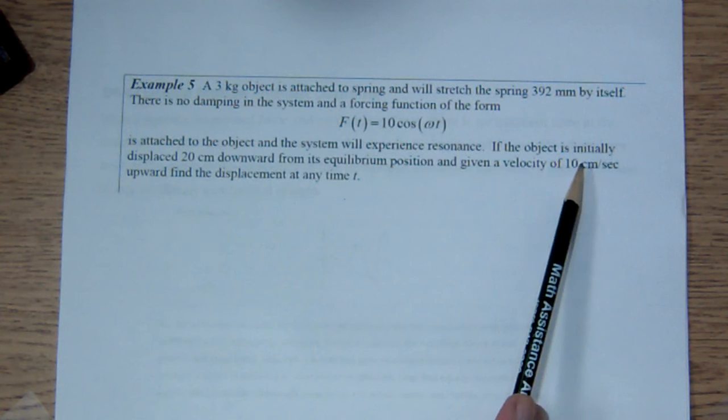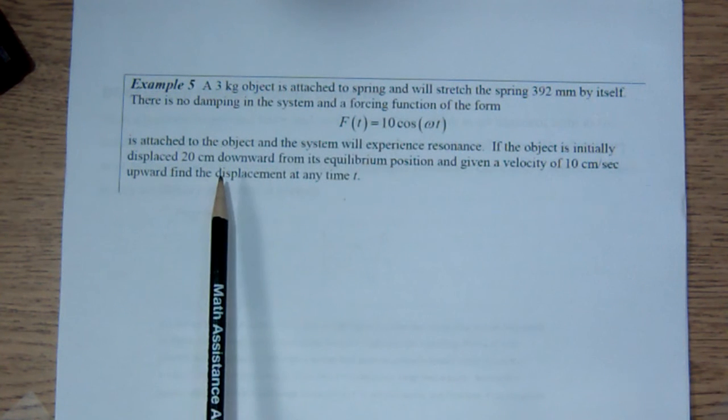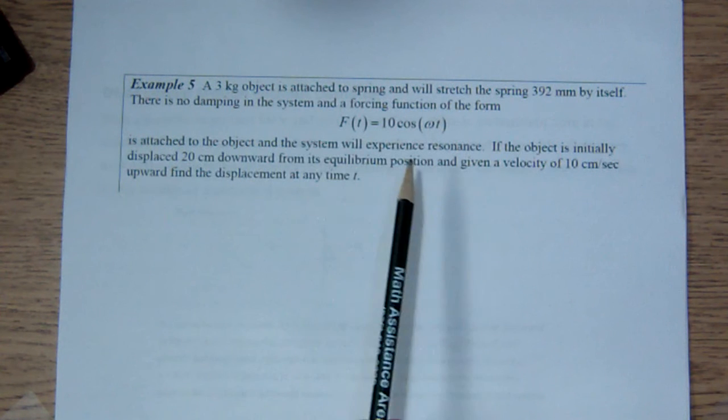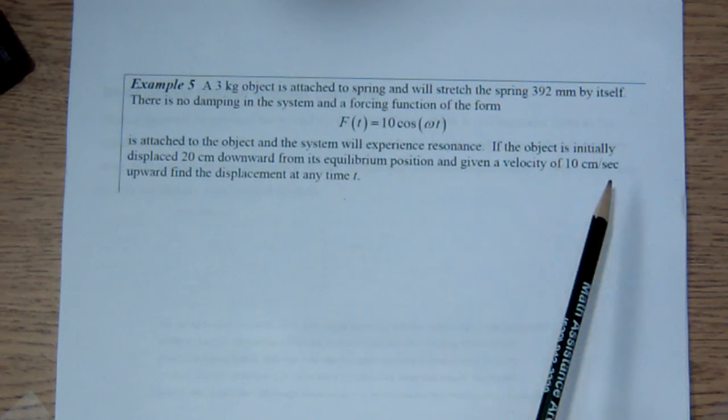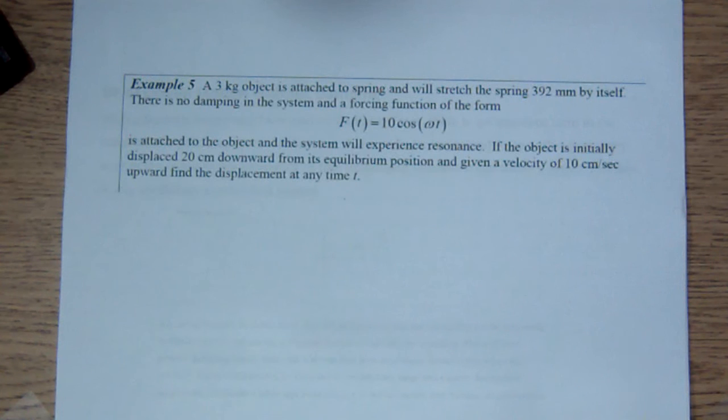If the object is initially displaced 20 centimeters now, we got millimeters, centimeters, and meters all in the same problem, from its equilibrium position, and given a velocity of 10 centimeters per second upward, find the displacement at any time t.